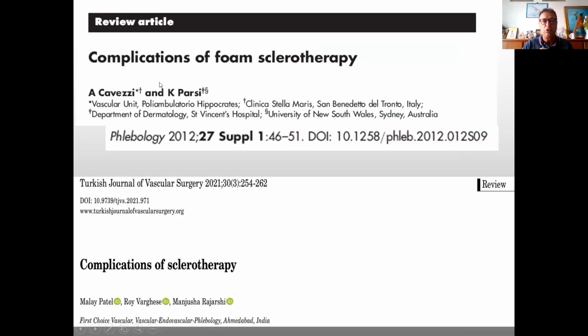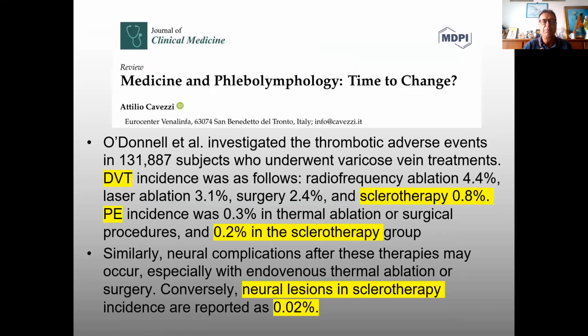Another article which I wrote together with Kurosh Parsi focused on the complications of foam sclerotherapy. And this is another article from Malay Patel as well, where he reviewed his own experience concerning complications of sclerotherapy. This is an article which I published a few months ago, where I tried to highlight all the good and bad, let's say, in phlebology and even more in medicine, concerning research, concerning literature, and so on.